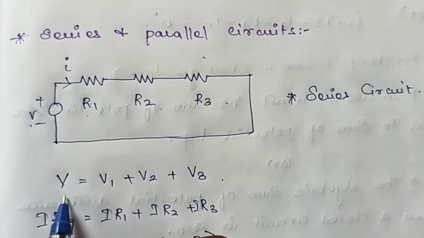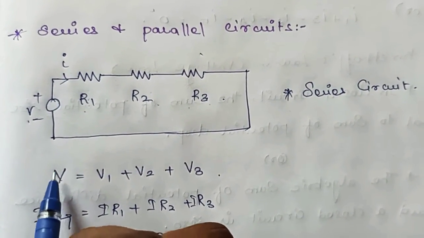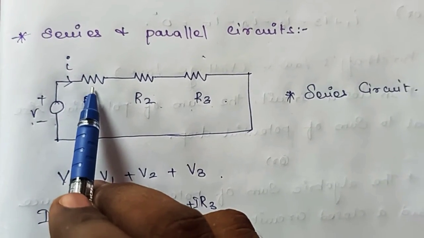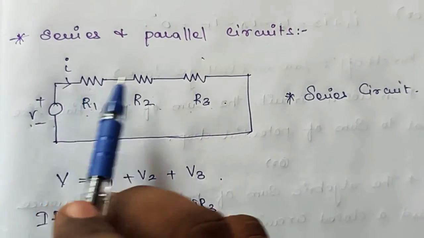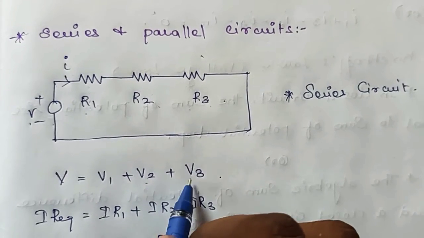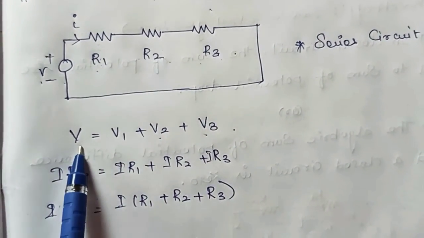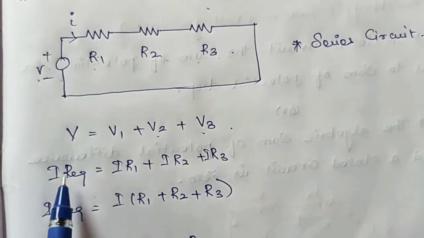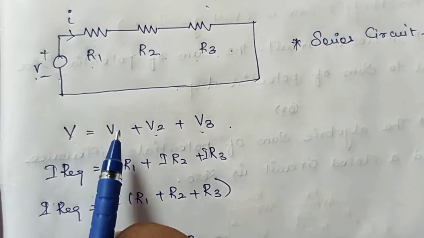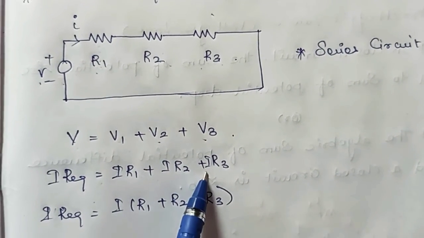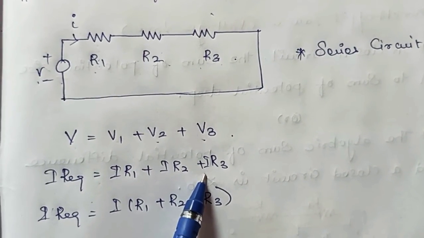By applying Kirchhoff's voltage law, the potential rise, that is V, is equal to the sum of the potential drops, that is V1 plus V2 plus V3. Now we apply Ohm's law. V is equal to I into R equivalent, that is equal to V1 equal to IR1, plus V2 equal to IR2, plus V3 equal to IR3.